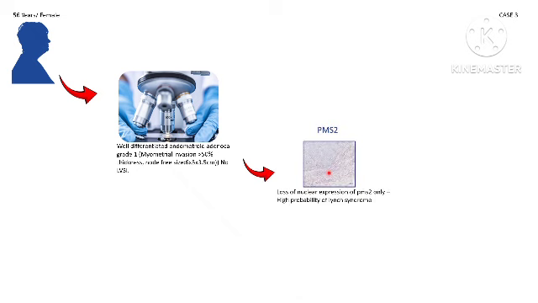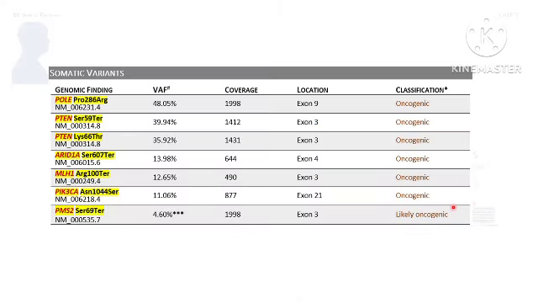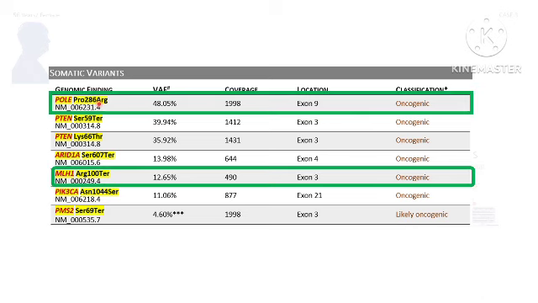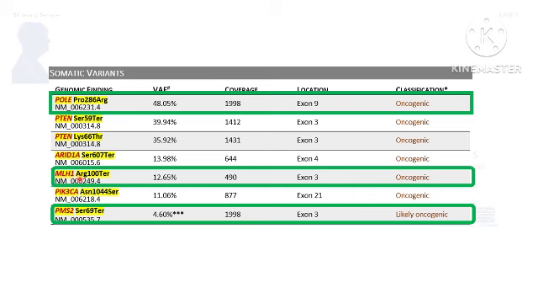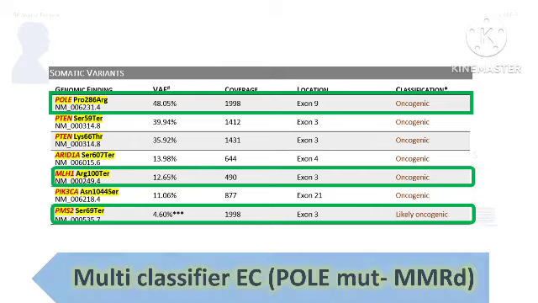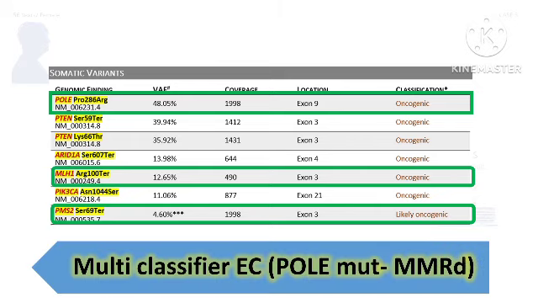On IHC, there was loss of nuclear expression of PMS2. So they suggested a high probability of Lynch syndrome on the IHC report. We further proceeded with NGS. Again, the relevant mutations in endometrial cancer, including POLE and MLH1, along with PMS2 subclonal mutation, were found. So this was again a dual classifier, POLE-mutant MMRD subtype.